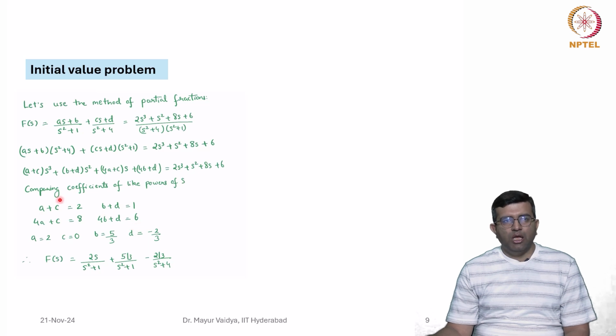These are very simple equations, and if you solve, you get a is equal to 2, c equal to 0, b is 5 by 3, and d is equal to minus 2 by 3. So now if you put these values, F of s is equal to 2s by s square plus 1, plus 5 by 3 by s square plus 1, minus 2 by 3 by s square plus 4. Remember that c is equal to 0.